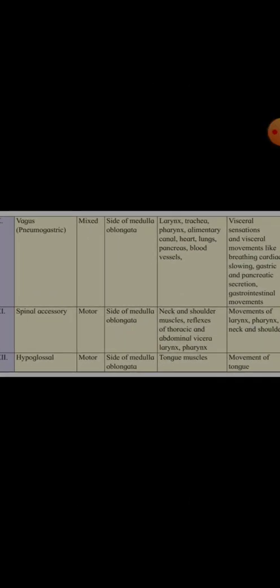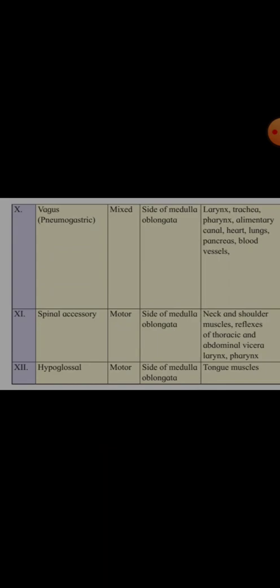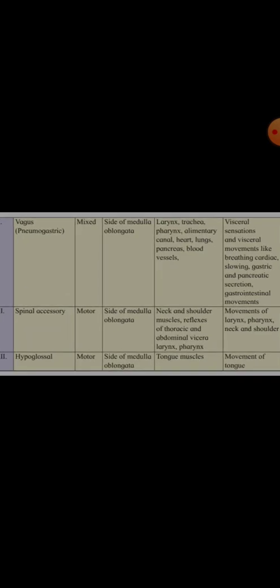Okay, then the 10th one is the vagus, that is the pneumogastric. It is a mixed type of nerve. It arises from the side of the medulla oblongata, and it innervates the larynx, trachea, pharynx, alimentary canal, heart, lungs, pancreas, and the blood vessels. And the functions are visceral sensation and visceral movements like breathing.